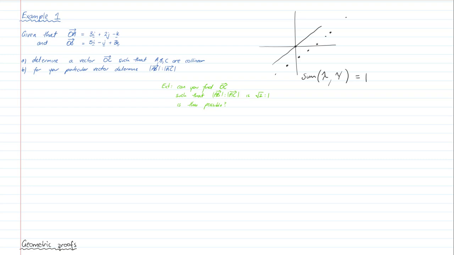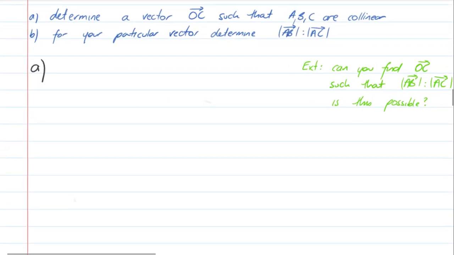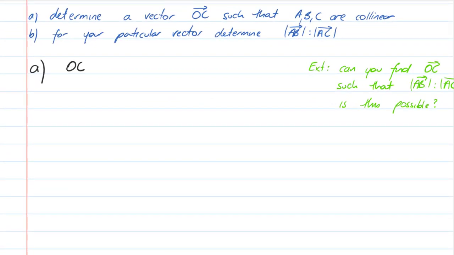So let's have a look at how we go. I'm going to determine OC such that A, B, and C are collinear by actually just choosing my lambda and gamma, and that will give me an answer. So I'll just zoom in on this. Remember, OC will be equal to lambda OA plus gamma OB. And I need lambda and gamma to add to 1, so let's make lambda equal 2 and gamma equal negative 1. That sounds like fun. And so we get this.